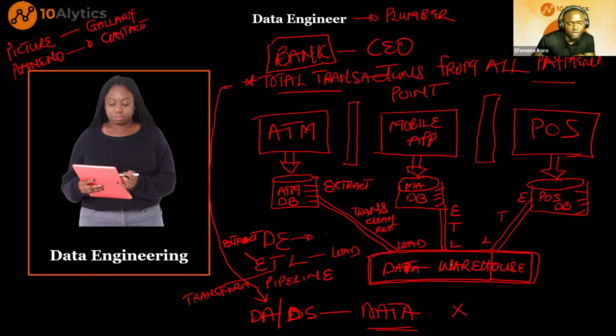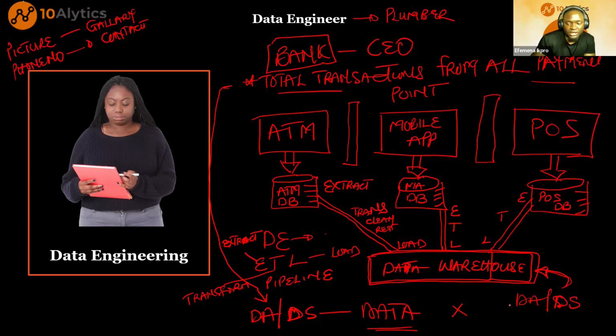The data warehouse stores data from multiple databases. So data from ATM is inside the data warehouse, data from the mobile app is inside the data warehouse, and data from the POS database is inside the data warehouse. Now, the data analyst and the data scientist will connect to the data warehouse. So you see, these guys work majorly with data warehouses, data lakes, and so on, where data exists. That's what they are working with.